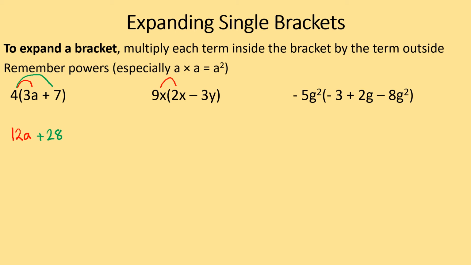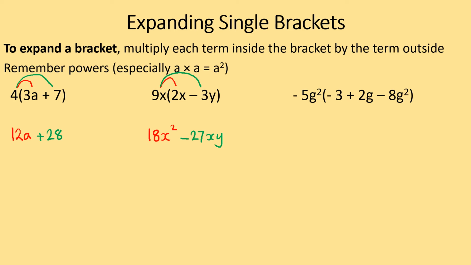9x times 2x. So we go 9 times 2 is 18. x times x is x squared. And that's it. What about for the second term? So this is 9 times minus 3 is minus 27, and x times y is xy, and that's done. Okay, what about our last one?